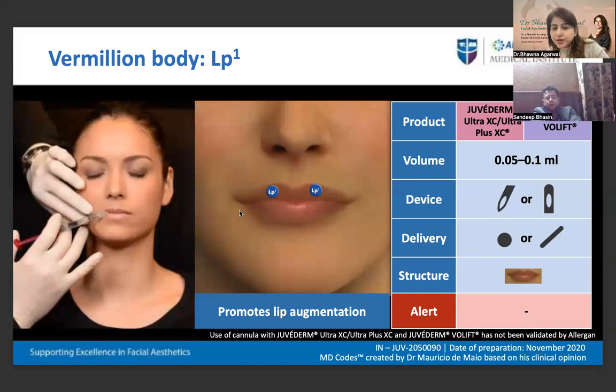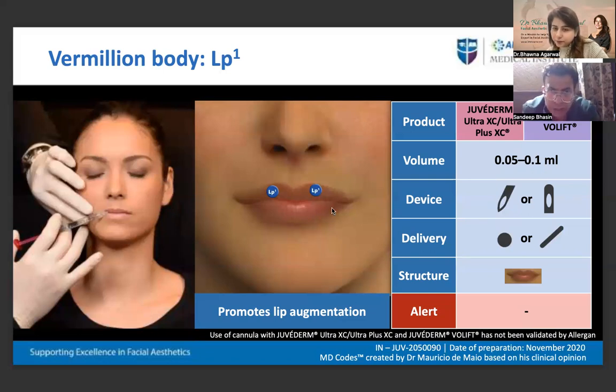So what I usually do is I do linear threads in the upper lip and bolus in the lower lip in the area of the tubercles. And when I have given bolus medially, then laterally I can give one linear thread. So in the upper lip, 2 linear threads each side, and in the lower lip, bolus medially and linear thread laterally.